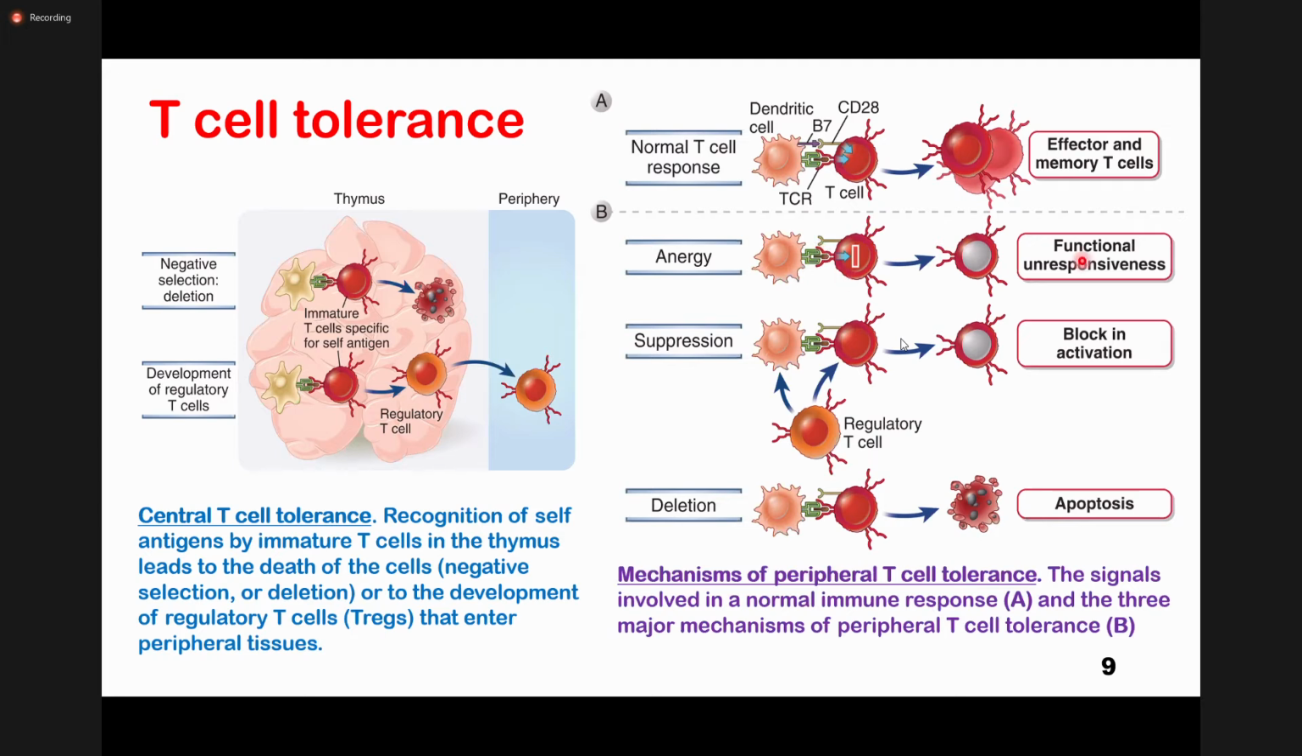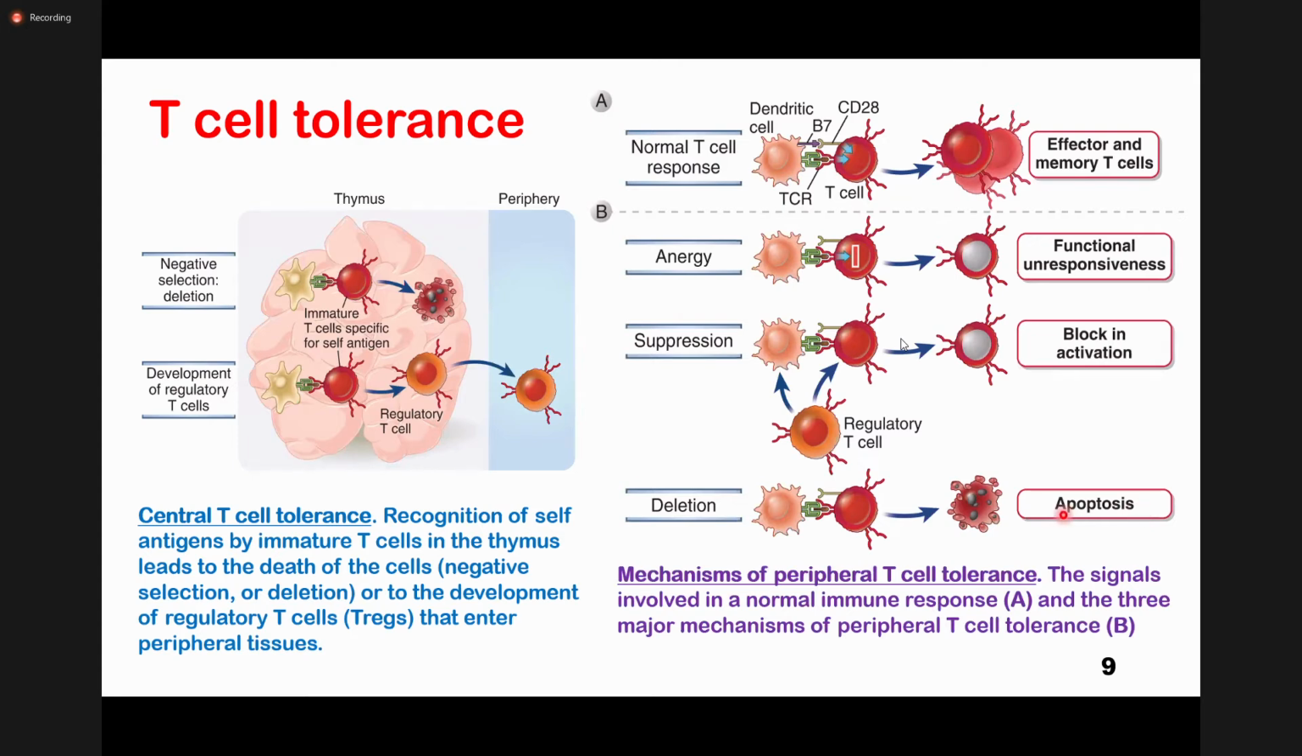Another one is suppression. In terms of suppression, it could bind with more than two or three cells, like self-antigen with the regulatory T cells. It tries to regulate both your T cells and the antigen, and it will block the activation of this process. So this is how immune system tolerance works. The last one is deletion. It will just directly delete it, or apoptosis.